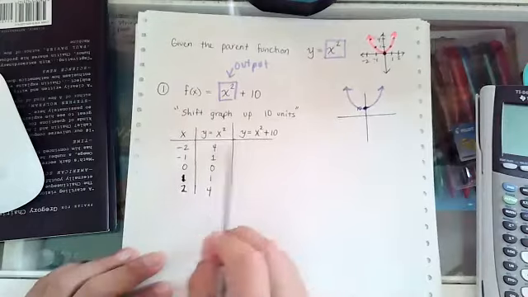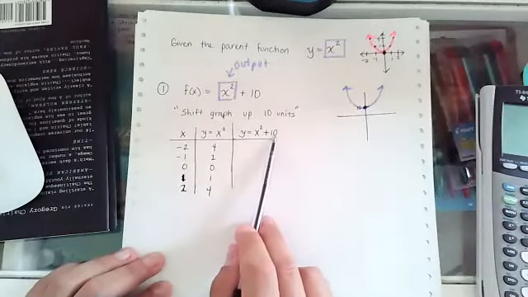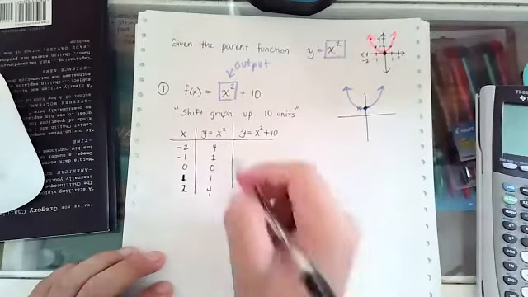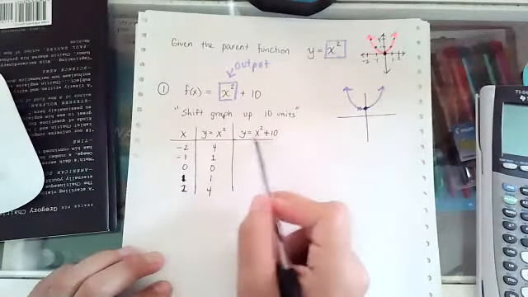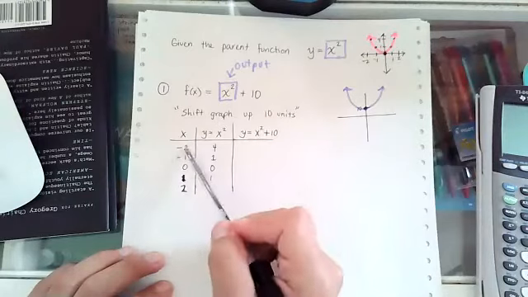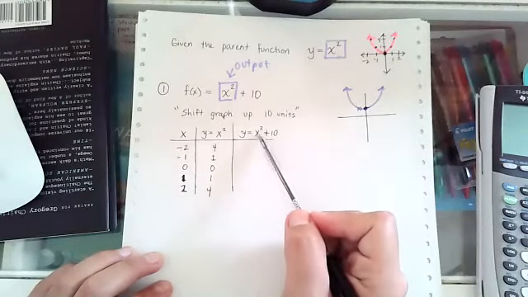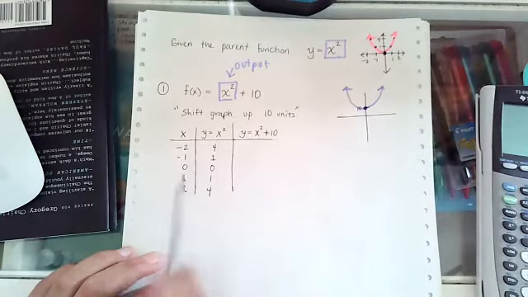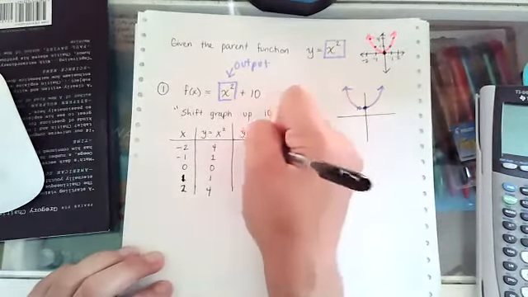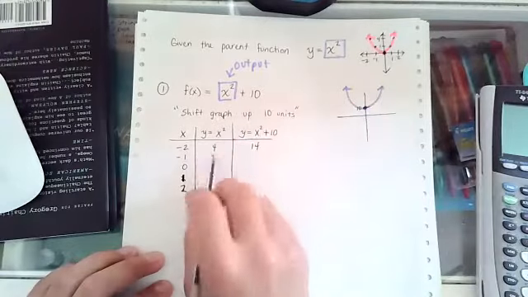Okay. But what happens if we take the output and then add 10 to it? This is like using order of operations. You could plug this input into this function here and say, okay, -2 times itself is 4 plus 10. Or you could just take the original parent function and add 10 to the output. So in any case, you'll get 14. We're just going to add 10 to this.